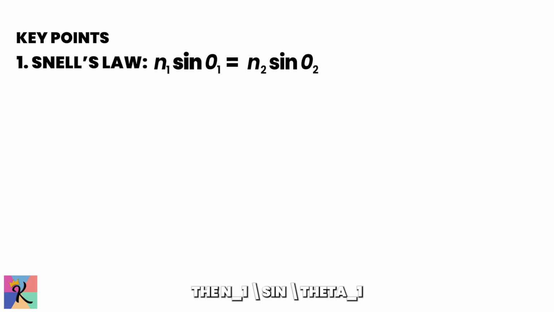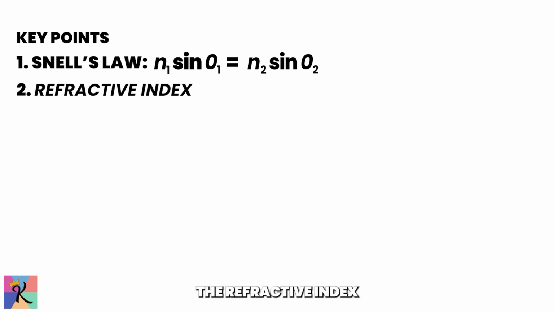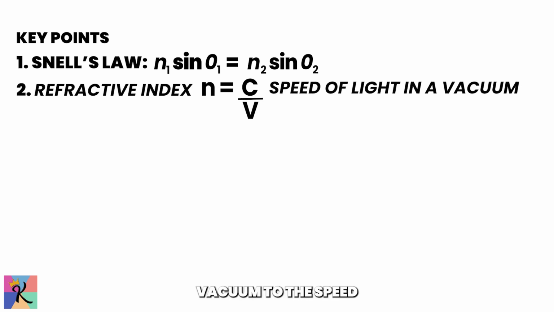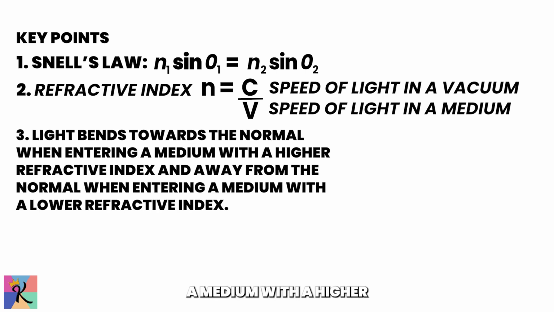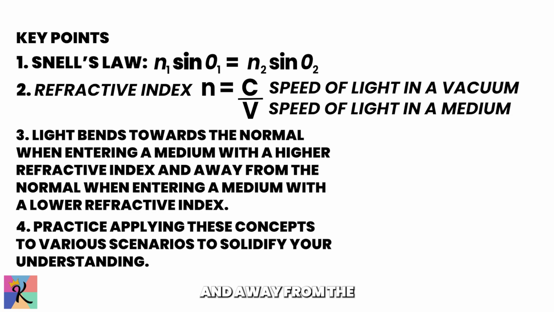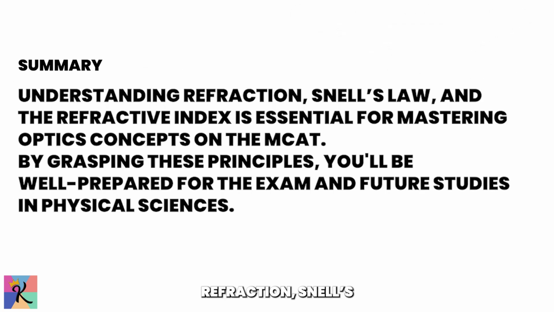So to excel on the MCAT, it's crucial to master the following key points. One is Snell's law, understanding that the refractive index and the sine of theta 1 of one medium is equal to the refractive index multiplied by the sine of theta 2 of another medium. The refractive index is the ratio of the speed of light in a vacuum to the speed of light in a medium. Third point is that light bends toward the normal when entering a medium with a higher refractive index and away from the normal when entering a medium with a lower refractive index. In summary, understanding refraction, Snell's law, and the refractive index is essential for mastering optics concepts on the MCAT. By grasping these principles, you'll be well prepared for the exam and future studies.